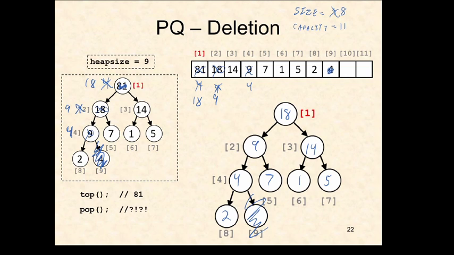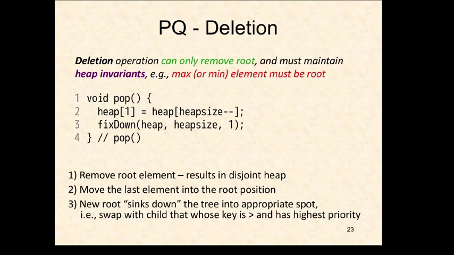All right, so we've done a deletion. What we're going to do for a deletion is replace a value with another value. We reduce what we think of as the current size of the heap, and we call fix down. We've got an O of 1 operation followed by an O of log n operation. So this whole thing is O of log n.